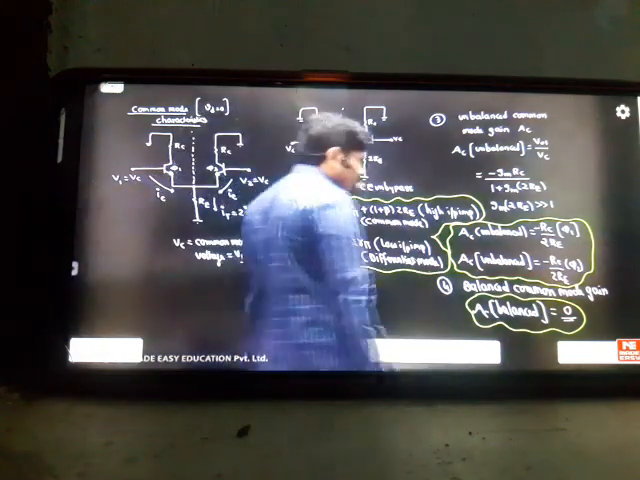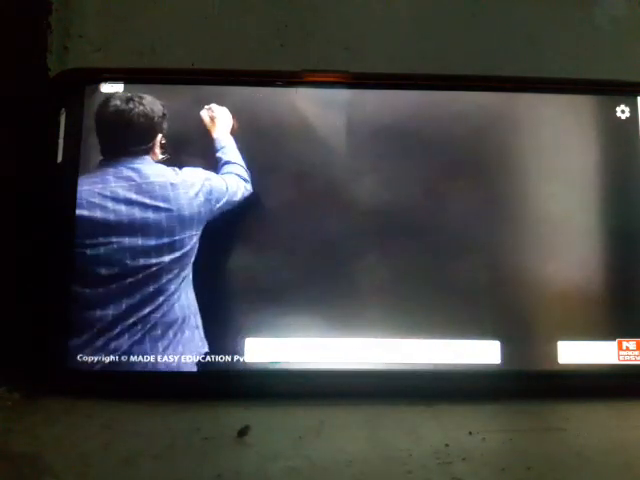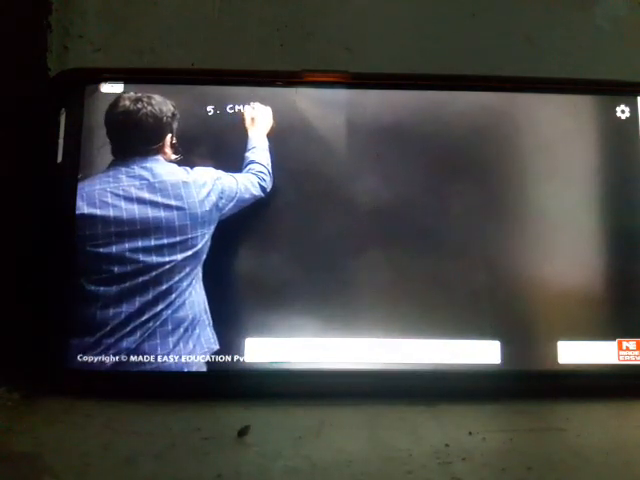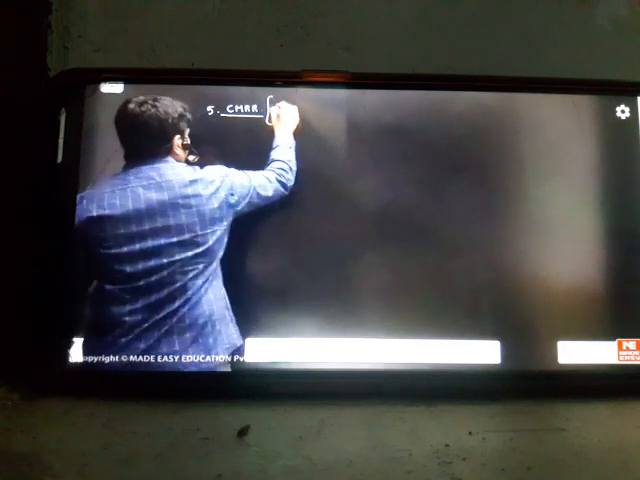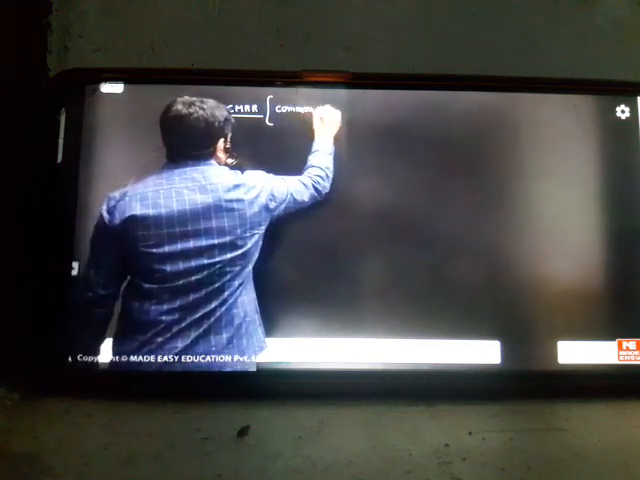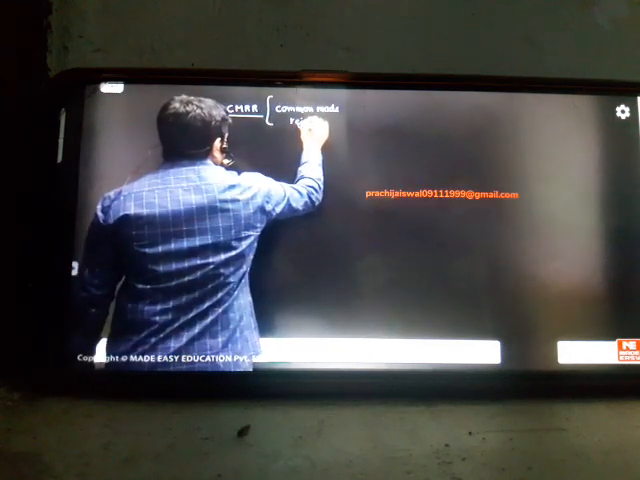We'll come to the final topics. Quickly we'll complete the concepts. Now after covering 4 topics, my 5th topic is CMRR. One more interesting measurement called CMRR. CMRR is nothing but common mode rejection ratio.